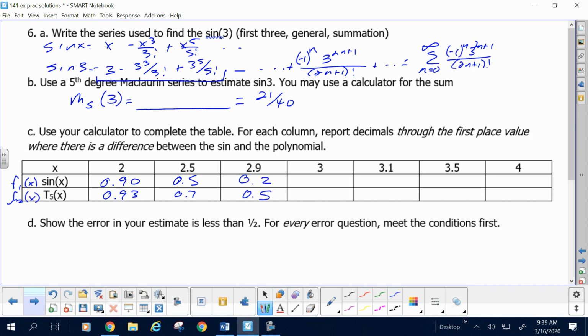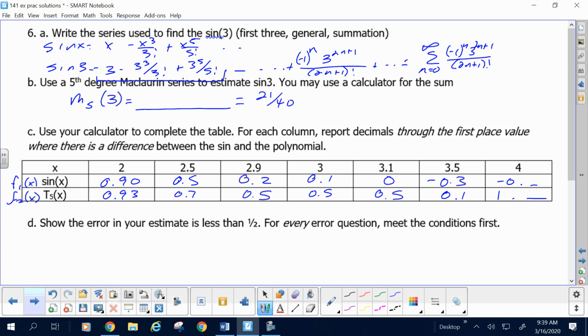By 2.9, I'd be different in the tenths by 3 tenths. By 3, by 4 tenths. By 3.1, by 5 tenths. At 3.5, I am starting to be different by a whole unit, and something, 1.7, and more. So as we get further and further away from the center of the Maclaurin, our fit of our polynomial to sine is worse and worse.